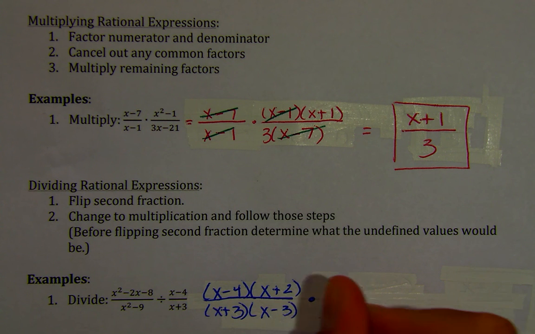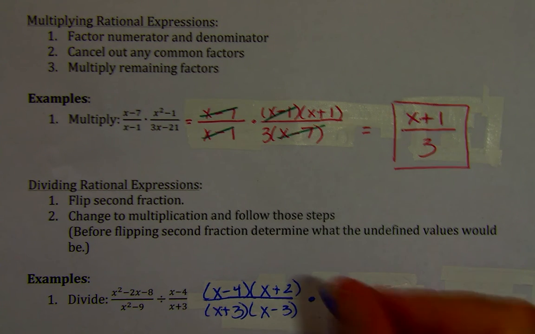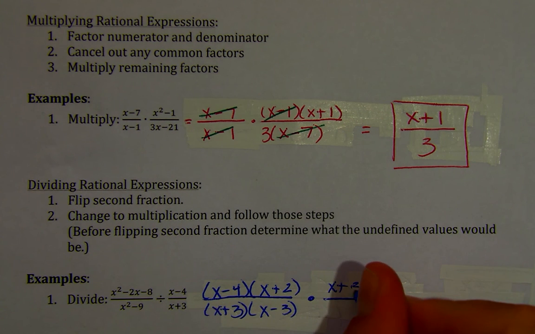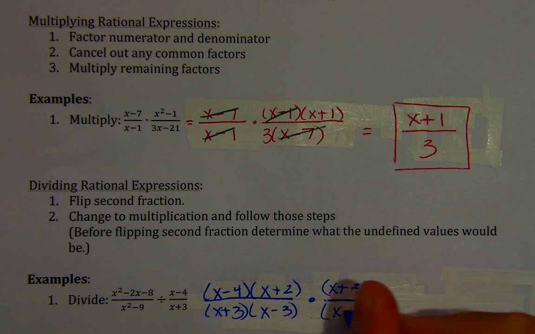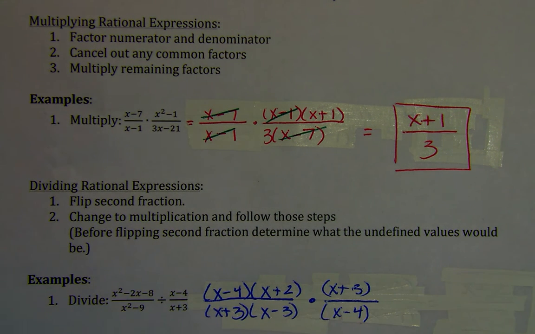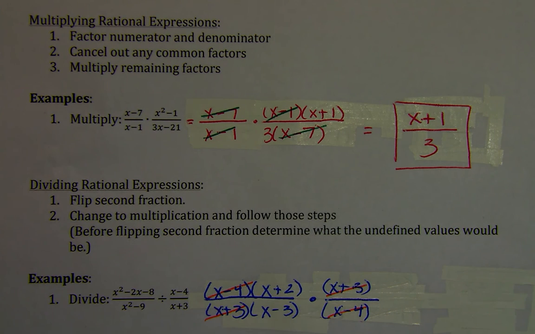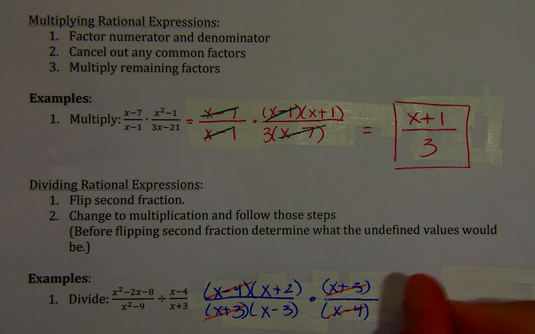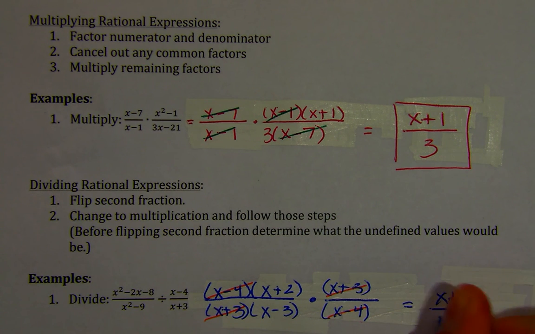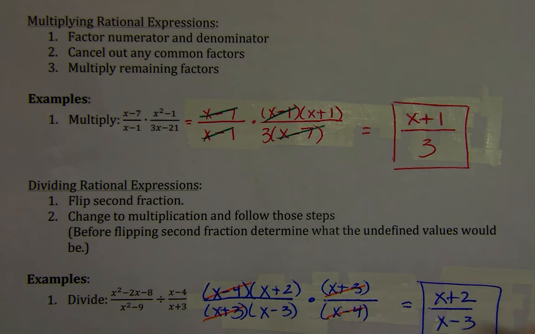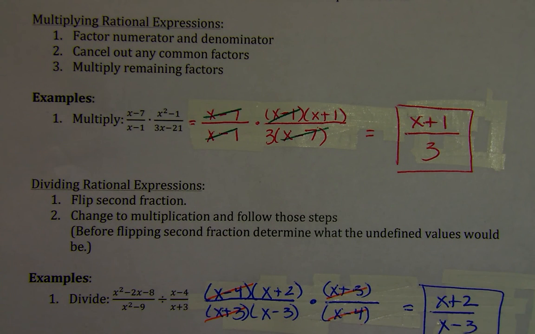We're changing it to multiplication, and we want to flip that second fraction. So now we have x plus 3 on top, and we have x minus 4 on bottom. We're canceling out those factors that can cancel, and what we're left with is x plus 2 over x minus 3. And that's going to be part 1 of P-6.